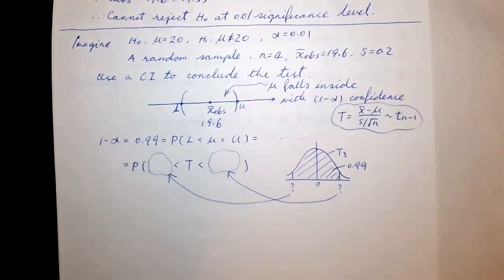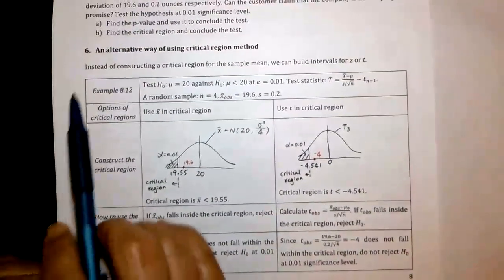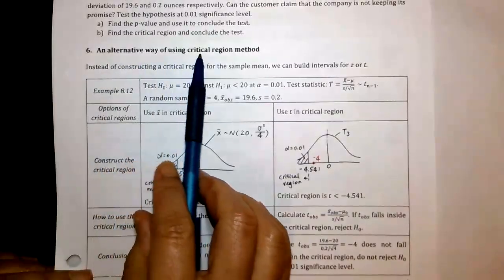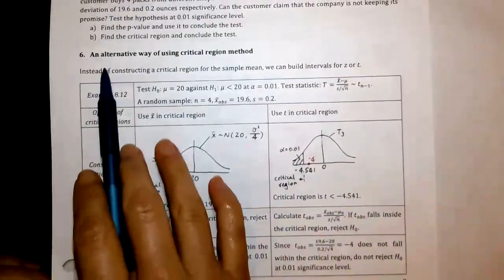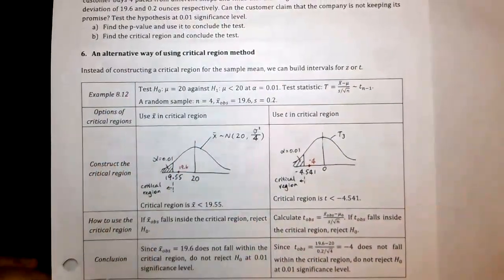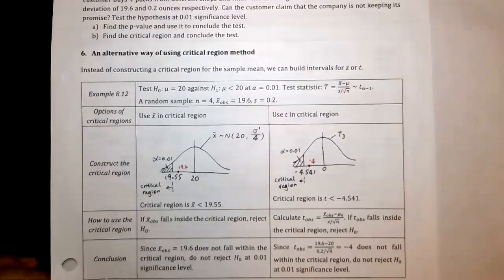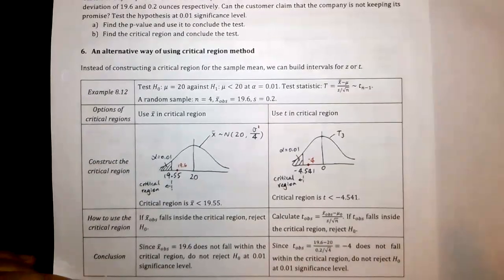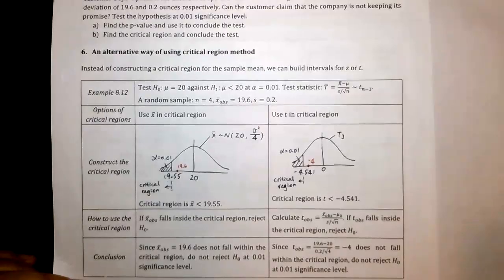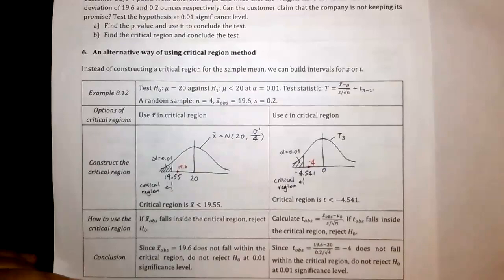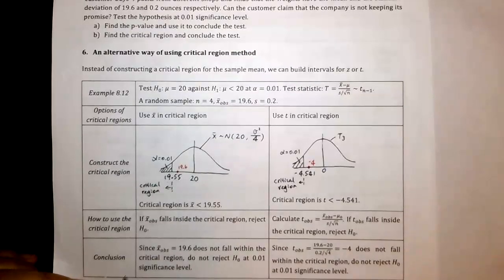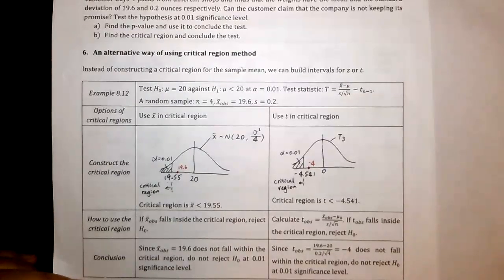This is a quick reminder of the third method, confidence interval. The handout has a table here. It says an alternative way of using the critical region method. I don't suggest you learn from this alternative way. I show it just because a lot of students learn the critical region method from other people, online, watching YouTube or something. They will use this alternative way.